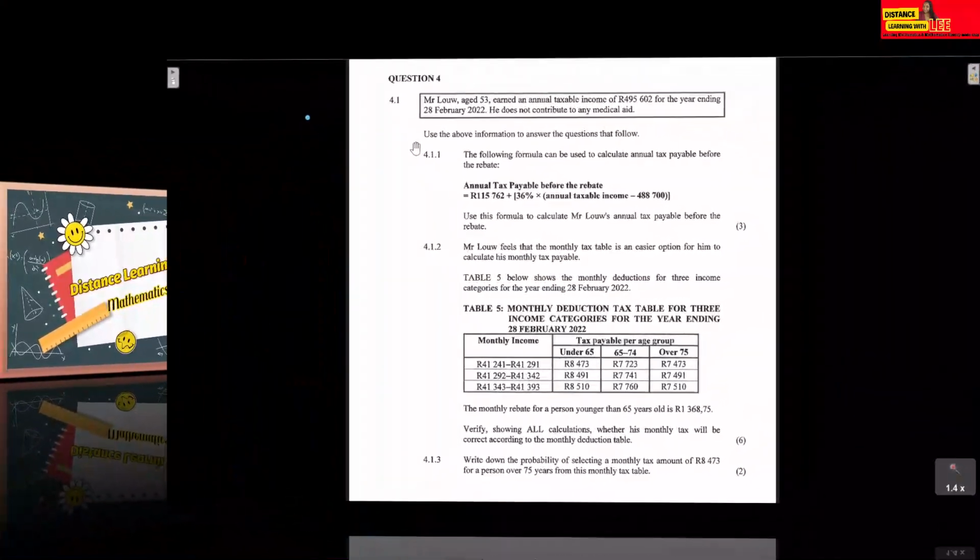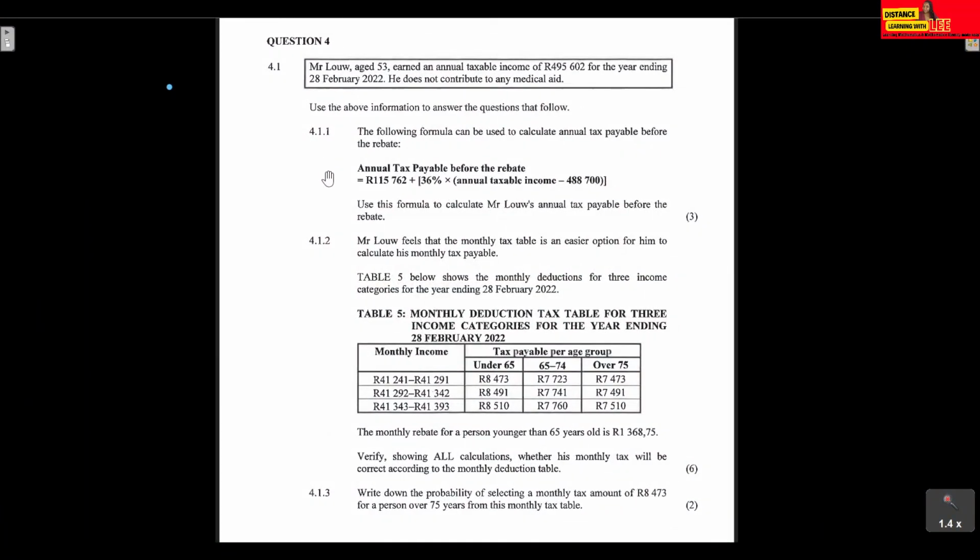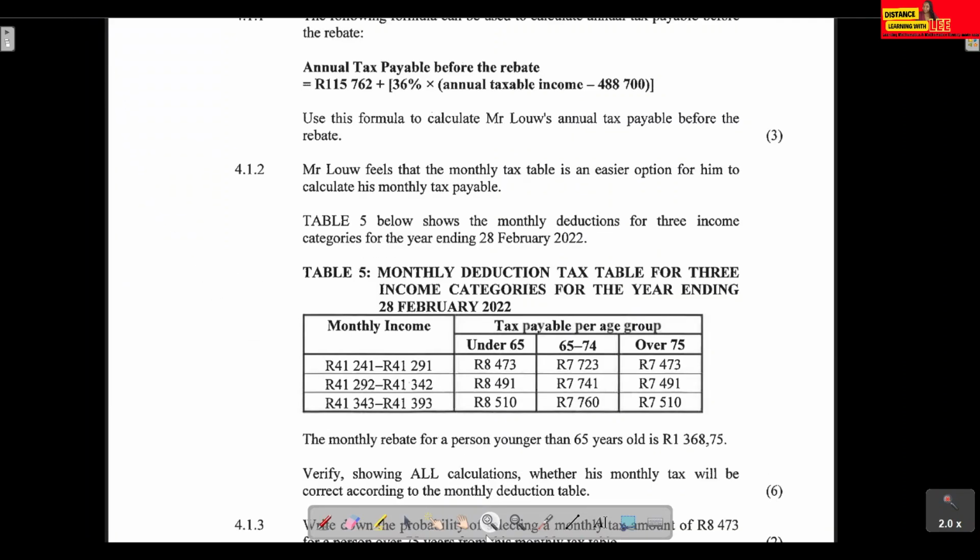So let's have a look. I did say that we're going to be having a look at question 4.1, and question 4.1 basically deals with taxation. Okay, so let us see what is given to us, right?